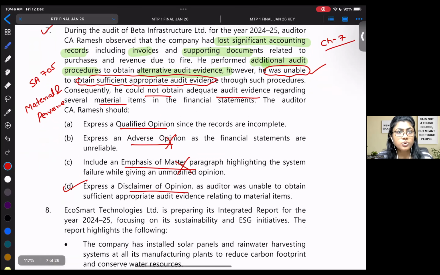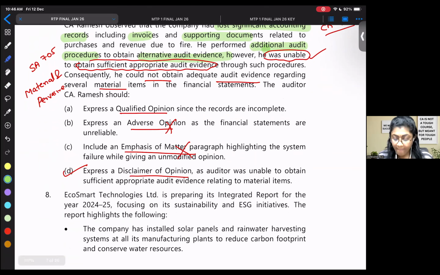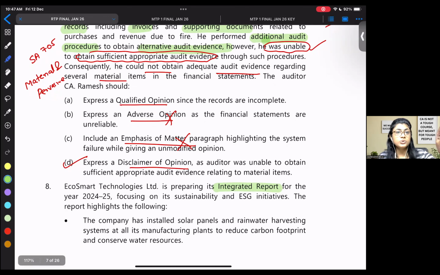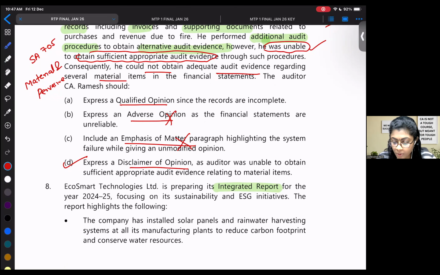Can we go to the last question? With that, MCQ is done in RTP. Echo Technologies Limited is preparing an integrated report focusing on sustainability and ESG initiatives. Can you say, in integrated reporting, how many capitals are there? We are talking about 6 capitals.